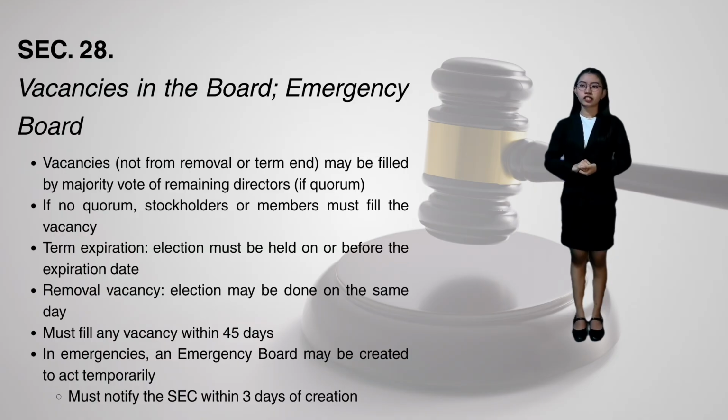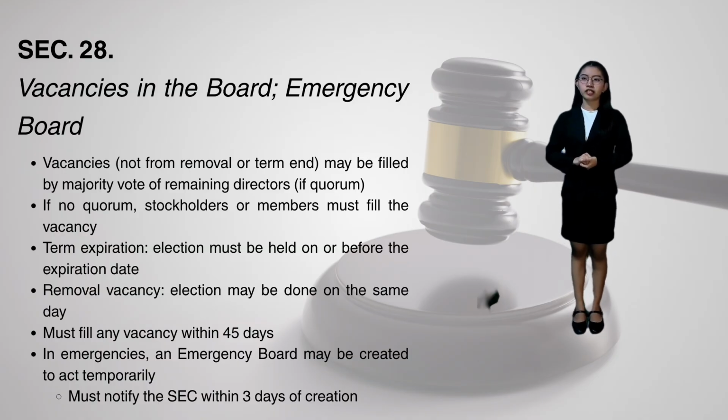If a director's term ends, the election to replace them must happen on or before the term expires. If the vacancy is due to removal, the election can happen on the same day as the removal meeting. Any vacancy must be filled within 45 days after it happens.